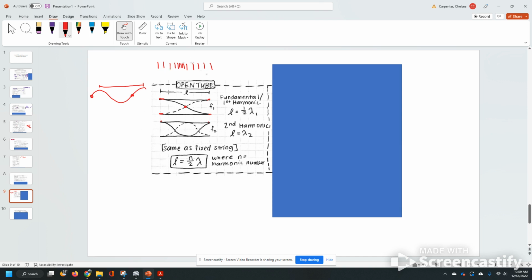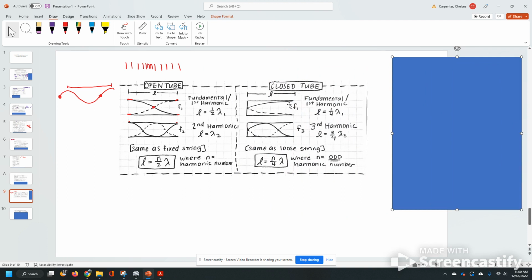So the open tube looks opposite of a fixed string, but it has the same relationship where the length of the pipe is equal to n/2 times the wavelength, where n is the harmonic number. And again, the frequency is going to be doubling here, which is going to be related to an octave if you are familiar with music.